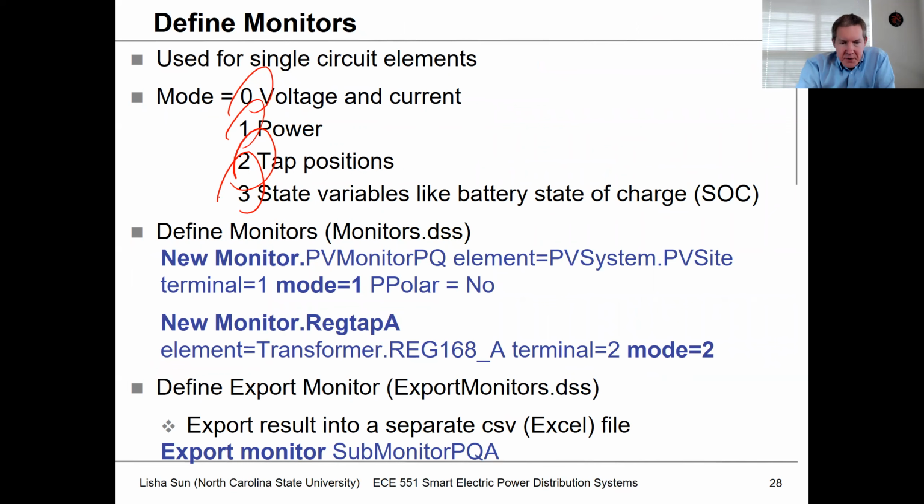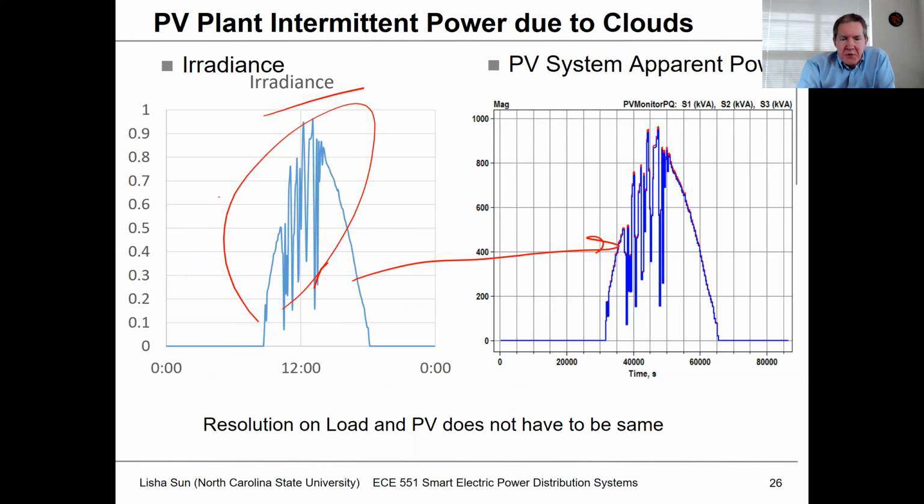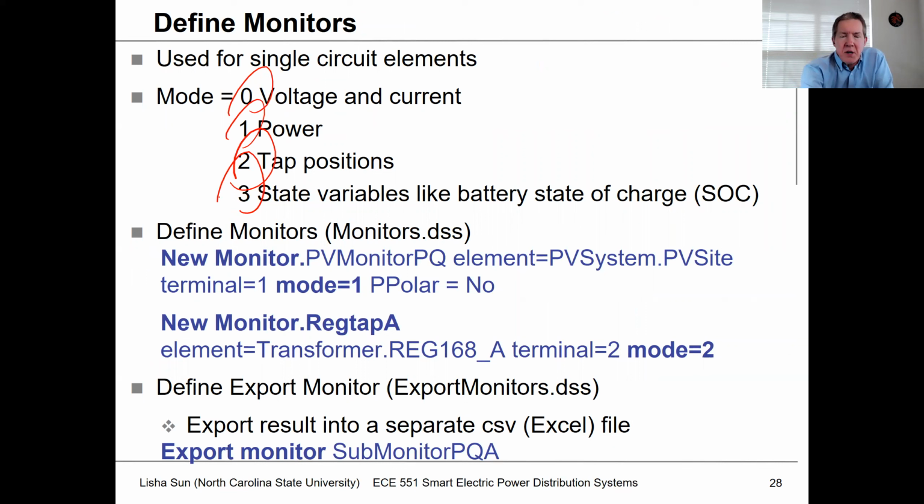In this case, what we're doing is defining these monitors, and we're going to set this up again for looking at power. The other thing you could do here is put these in polar coordinates or rectangular coordinates. In this case, I'm going to say I don't want this in polar. I have that feature set equal to no.